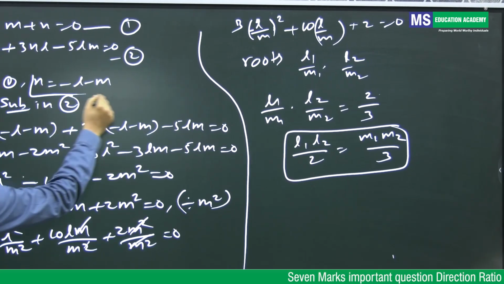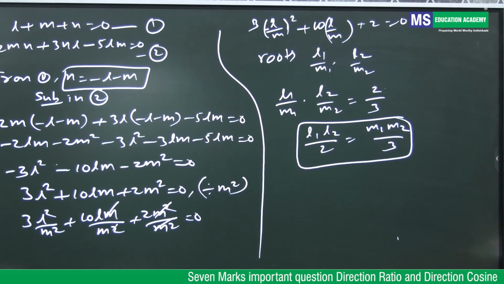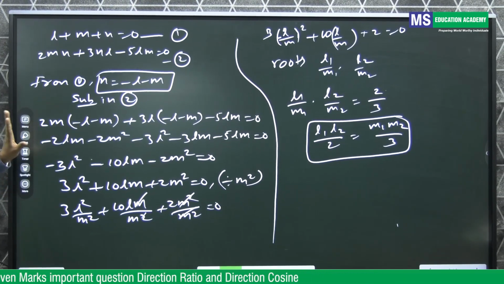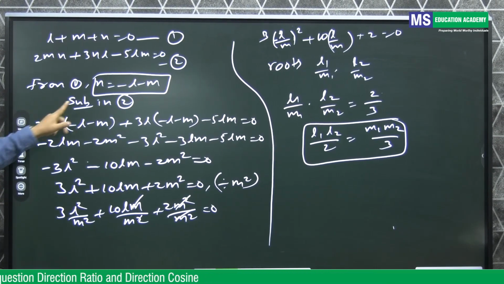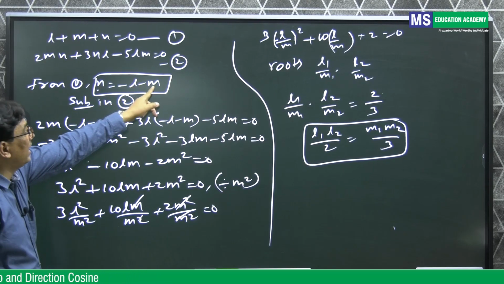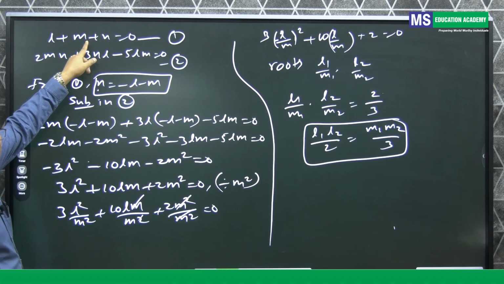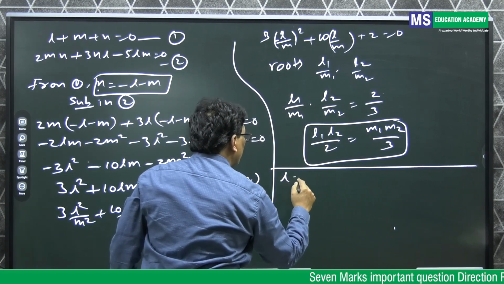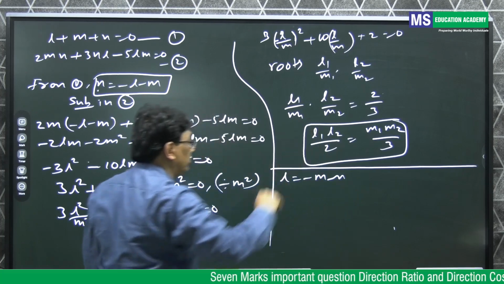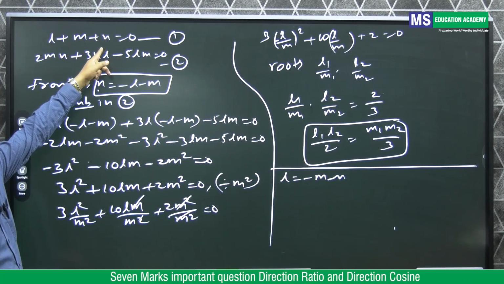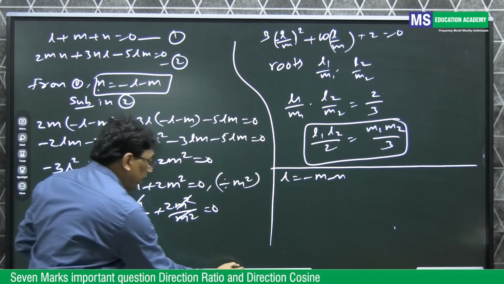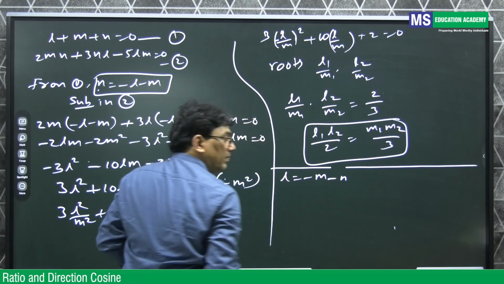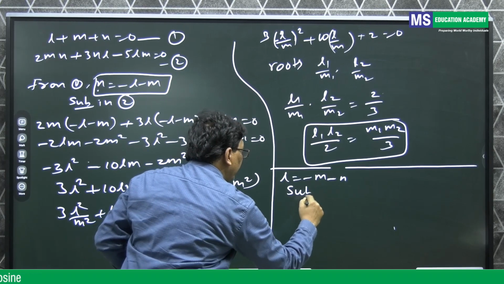Here I am taking n. This problem needs two factorizations, two substitutions; it is a different problem, remember this, the most important one. n equal to minus L minus M, I have taken from equation 1. Same, L equal to minus M minus N I can write from equation 1. L equal to minus M and minus N we can write here. Now that value we substitute in the second one.